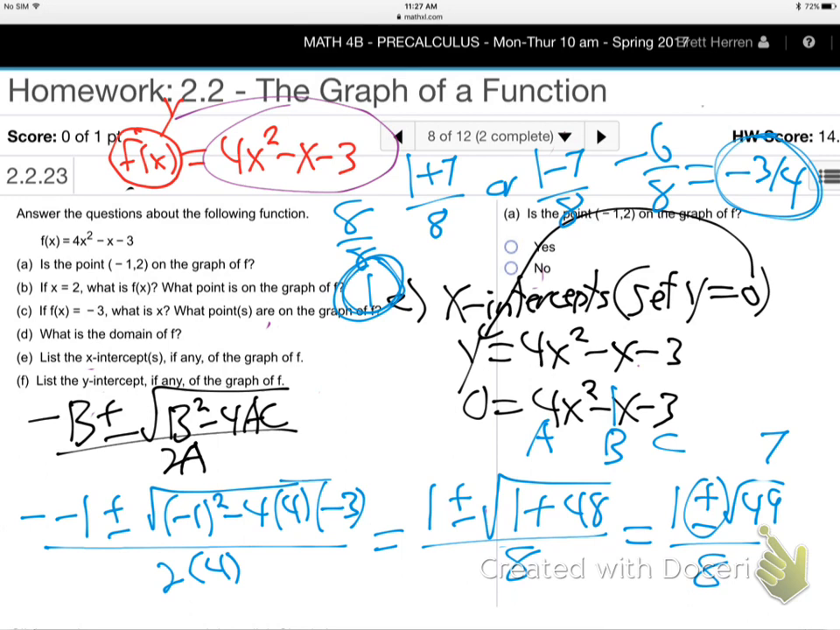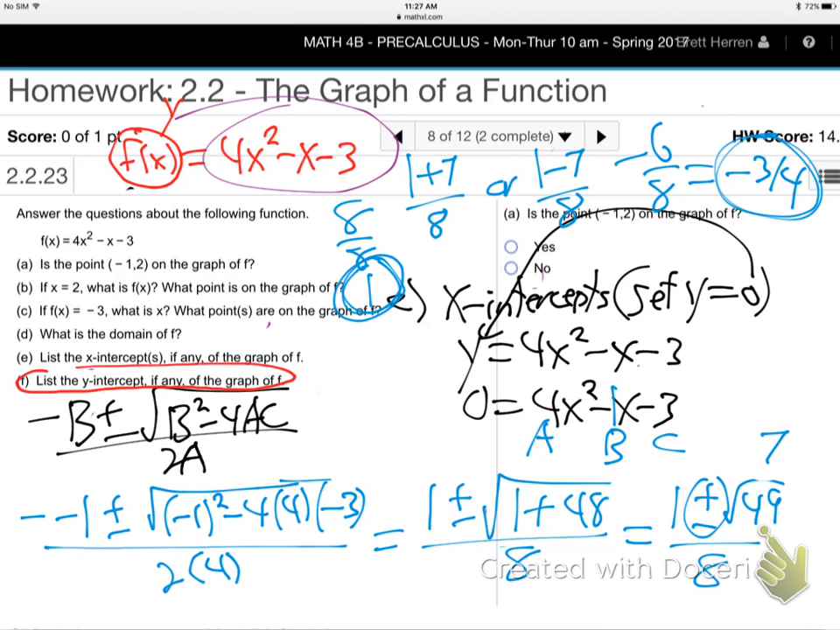You could have also gotten it by factoring. Is that good? And then, can somebody tell me the y-intercept? Negative 3. Negative 3, done. Do you see that? Because all the x terms will be 0. Exactly. Does everybody see that?